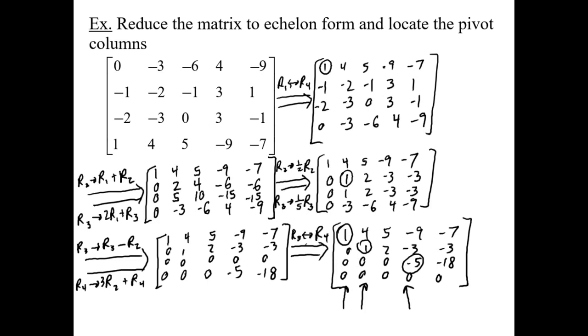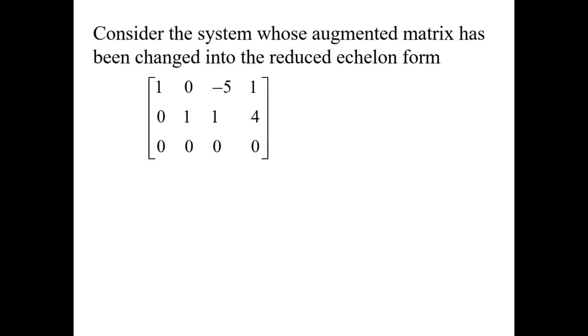Okay, there we have it. So there's my pivot columns. And again, if nothing else, this example gives us a chance to practice row reduction some more. Okay, let's consider this system where this is our augmented matrix, and sorry, the augmented matrix has been changed into this reduced echelon form. So basically, saving us all the work.